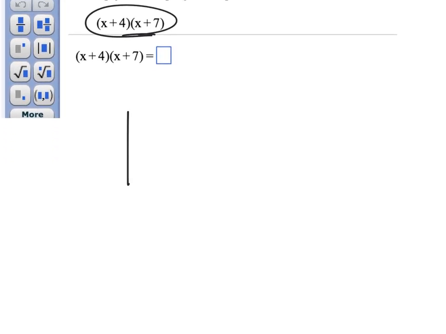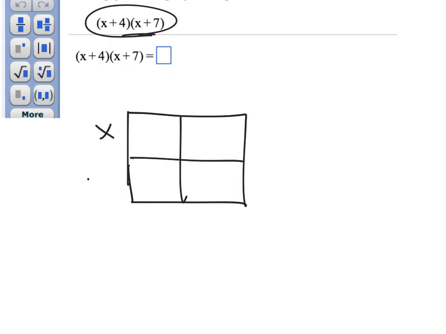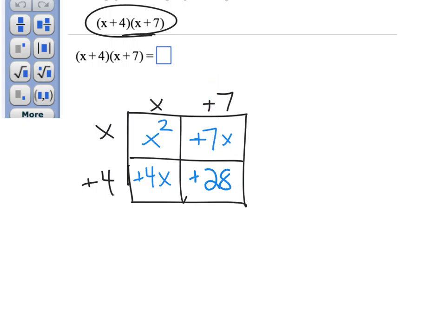So it's going to be a 2 by 2 box, and it's going to be x plus 4, x plus 7. So x times x is x squared. X times positive 7 is positive 7x. Down here, positive 4 times x is positive 4x. And then right here, positive 4 times positive 7 is positive 28.